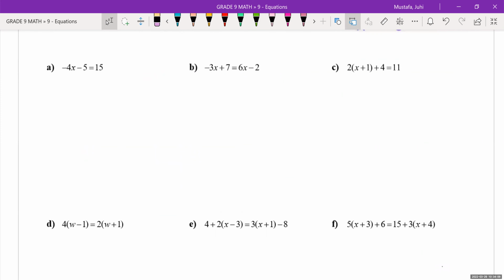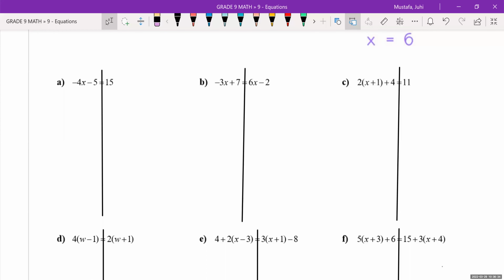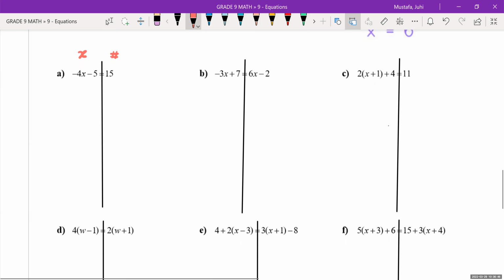Should we pause here for a second? All right, so you can see the next 6 examples are a lot more difficult than the ones we just did. Let's go ahead and try them. So the concept still applies. We're going to keep our x on one side and our numbers on the other. But these are called multi-step because it's going to require more than one step.